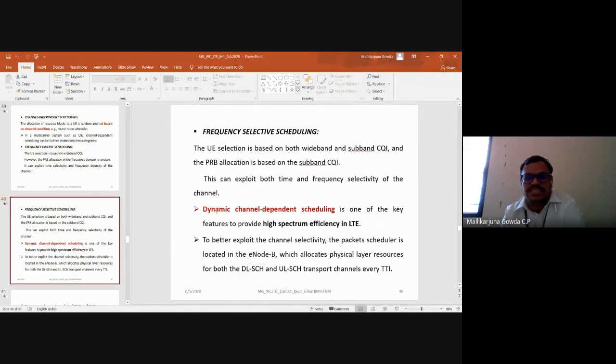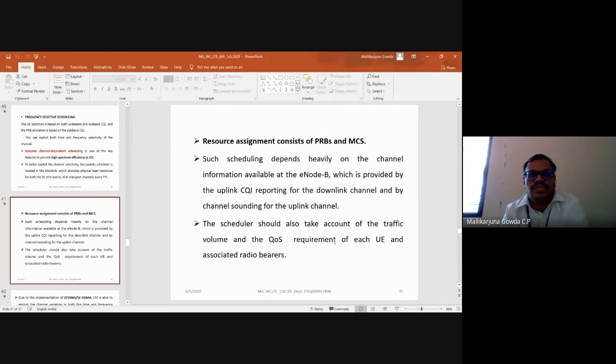I said that dynamic channel dependent scheduling is one of the important key features that provides high spectrum efficiency in LTE. To better exploit the channel selectivity, the packet scheduler is located at the ENB. That will allocate the physical layer resources for both the downlink shared channel and the uplink shared channel for every TTI. The resource assignment consists of two things: one is PRBs, another one is modulation and coding schemes.